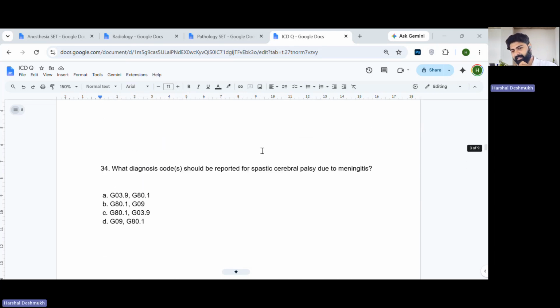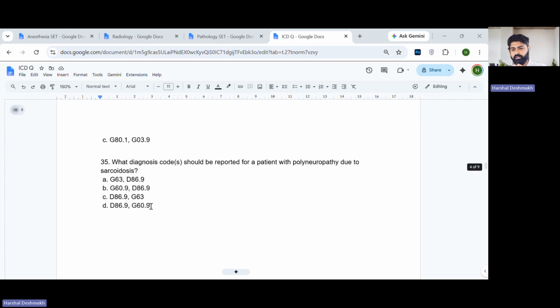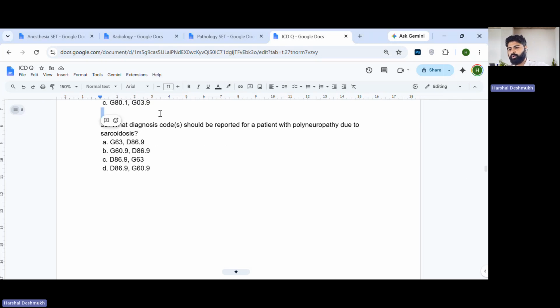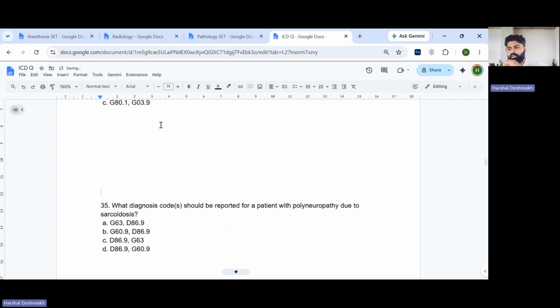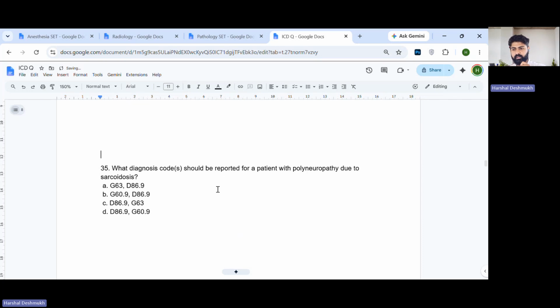Option C is the right answer for this question, G80.1 and G03.9. Moving on to the next question. What diagnosis code should be reported for a patient with polyneuropathy due to sarcoidosis? Let's go.